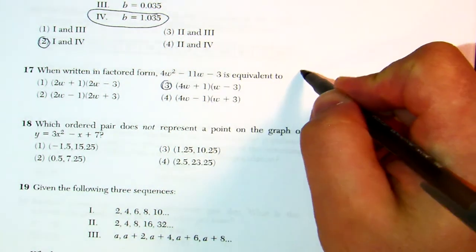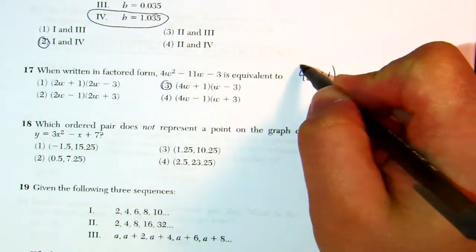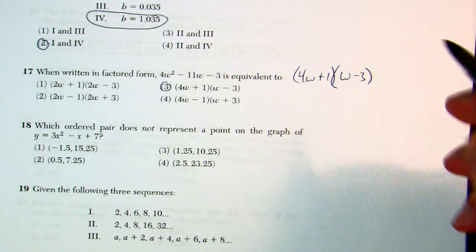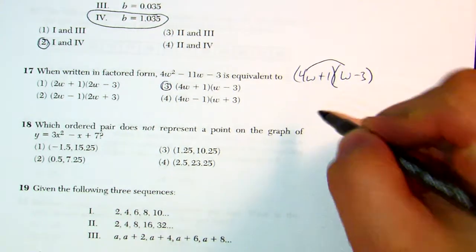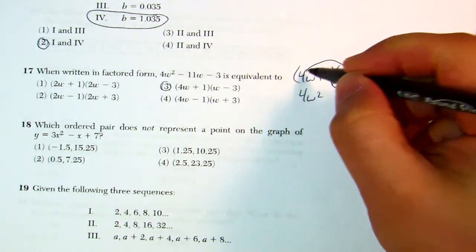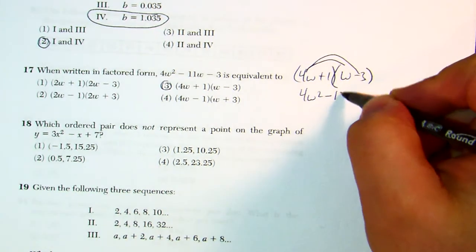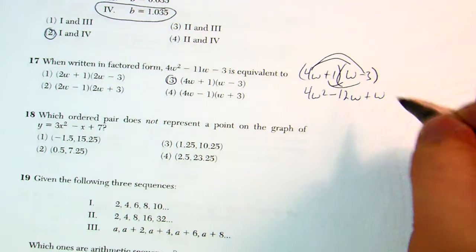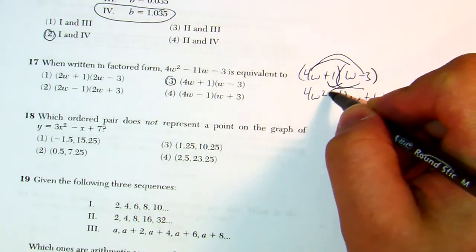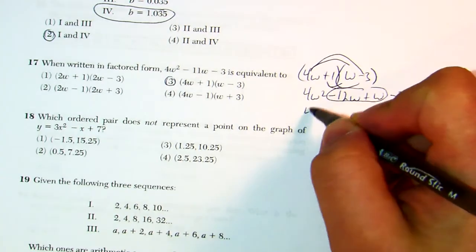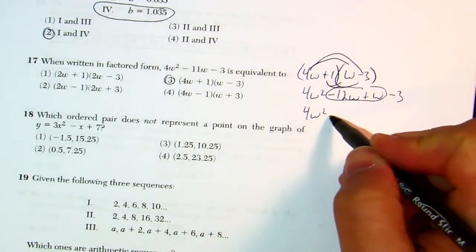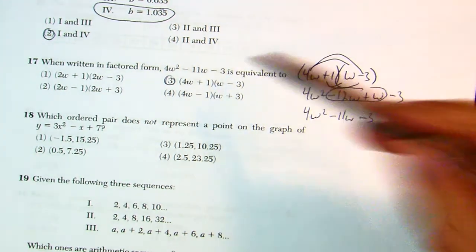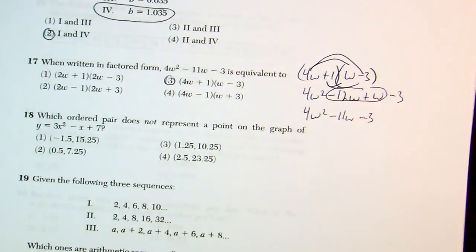And I'll prove that to you by going ahead and foiling. Now, I understand that you're going to have to try each one, but I think this way is easier. So we got 4w squared. That's going to be a minus 12w. That's going to be a positive w. This is going to be a minus 3. I can combine my two middle terms. So I got 4w squared minus 11w minus 3. That gives me back my original. The others will not.